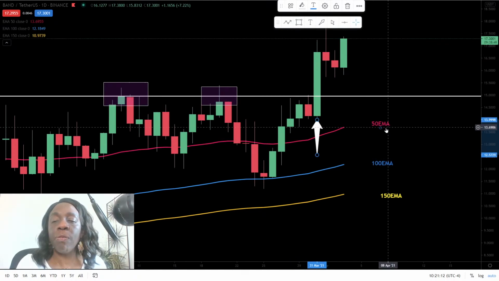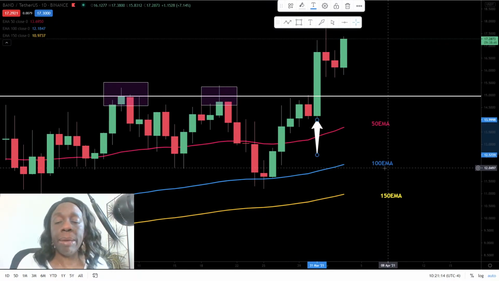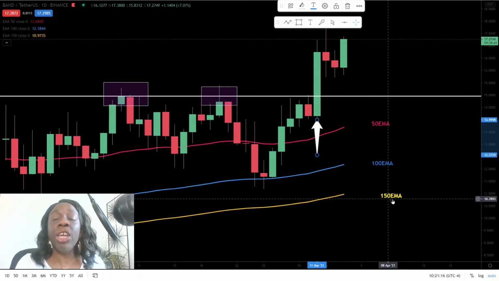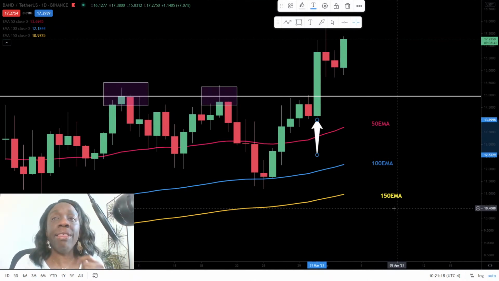And that's what your 50 EMA, your 100 EMA, your 150 EMA, your 200-day EMA, these larger EMAs actually help you catch that reversal.